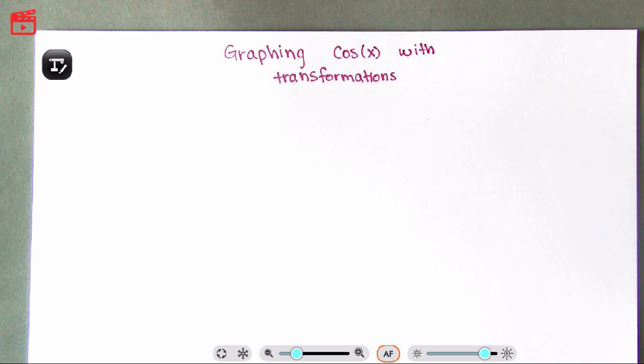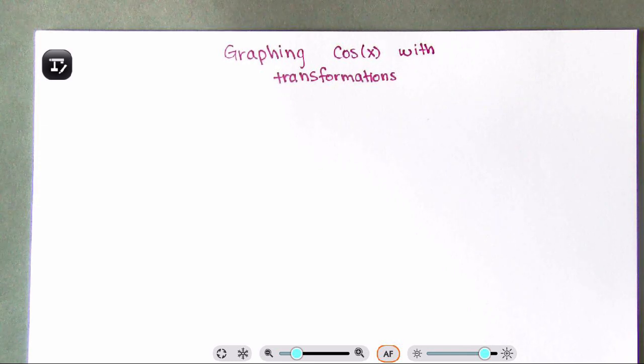In this video, we're going to be graphing cosine of x with transformations. This is a continuation from the previous video, which is graphing sine of x. A lot of things were covered in that video. This video hopefully will be a little bit on the shorter side compared to the previous video, which had two parts. I'm going to keep this to one part.